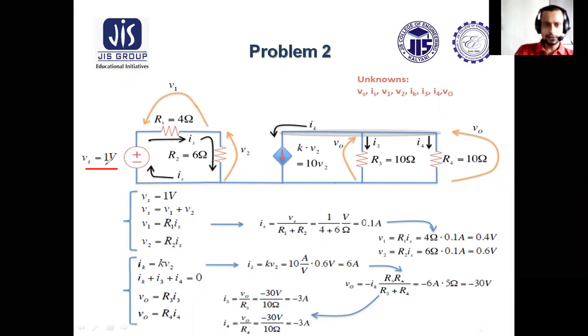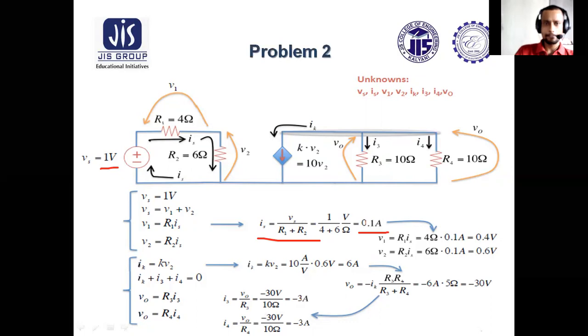So see, this is 1 volt, this is 4 ohm, this is 6 ohm. So current through this path will be flowing like this. So what would be IS? R1 and R2 are connected in series because current flowing through these two paths is the same. There is no current getting divided. So IS will be total voltage 1 volt divided by R1 plus R2 total resistance. So IS is obtained as 0.1.